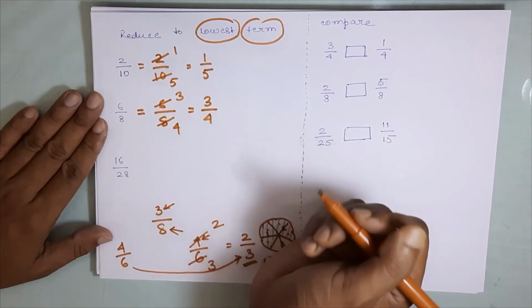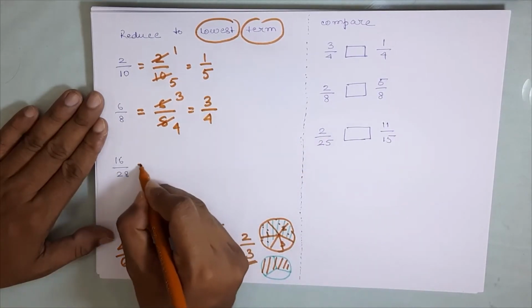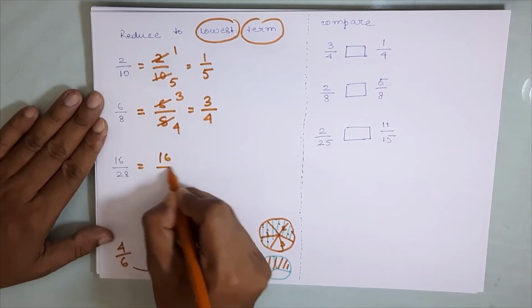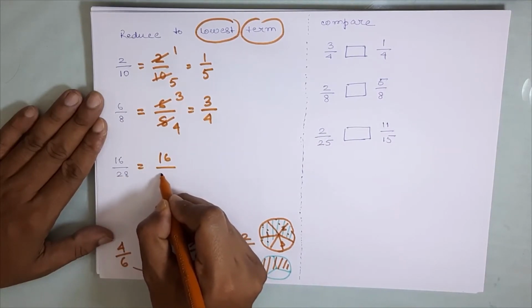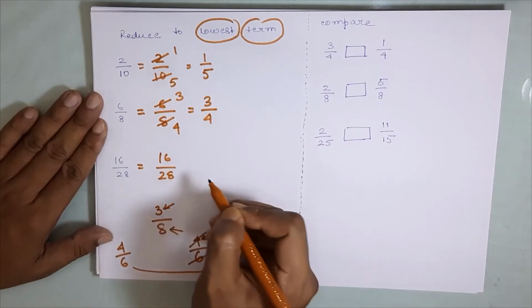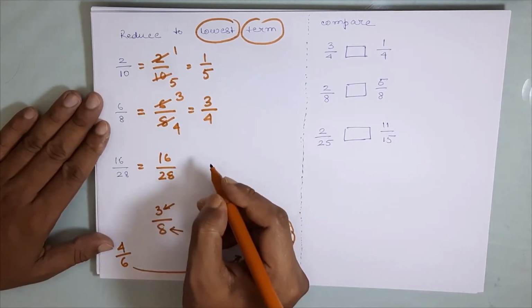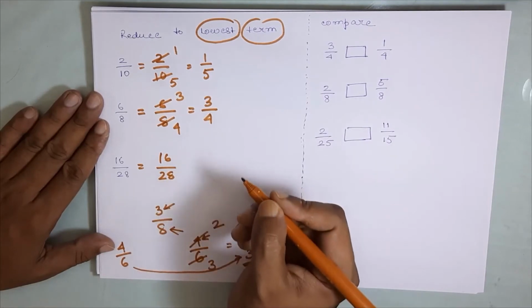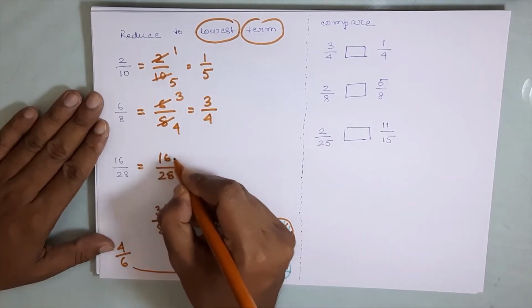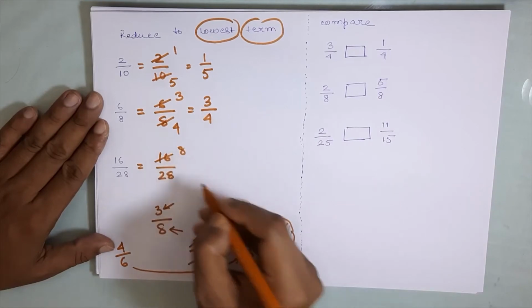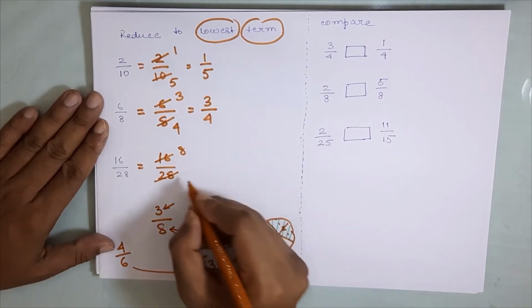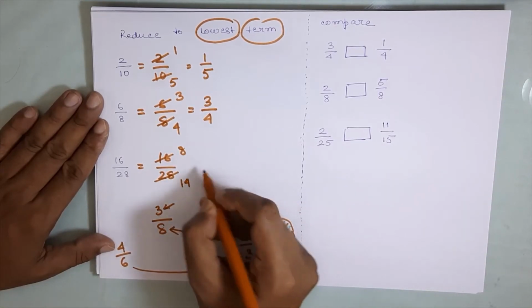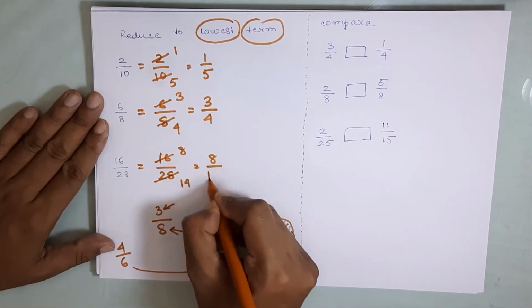Now the last problem, 16 by 28. Can you find out one common factor? Yes, I think you have already noticed both of them are even numbers, so 2 has to be the common factor. Let us divide numerator and denominator both by 2. If we divide 16 by 2, we get 8. If we divide 28 by 2, we get 14. So now we get 8 by 14.